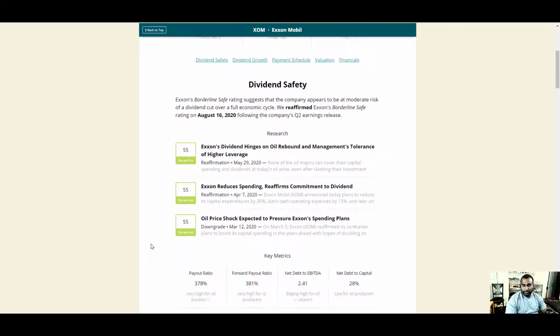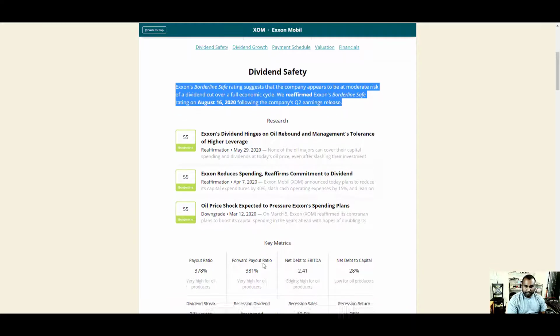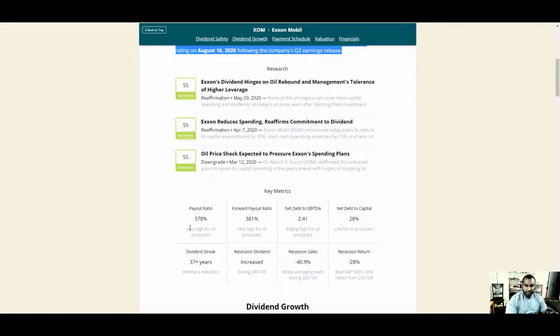Let's look at what other information you need as an investor to make sense of this. They give you a little information regarding this stock. Exxon's borderline safe rating suggests that the company appears to be moderate risk of a dividend cut over a full economic cycle. So they might cut their dividend. They reaffirmed Exxon's borderline safety rating on August 16, 2020, so less than a month ago, following the company's second quarter earnings release. We'll come back to this research.